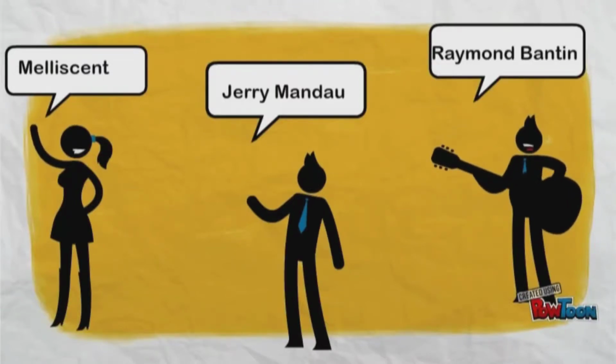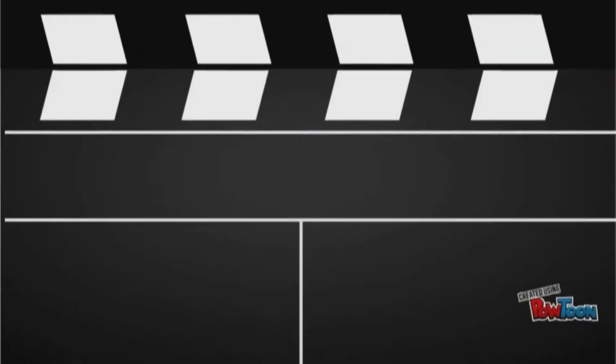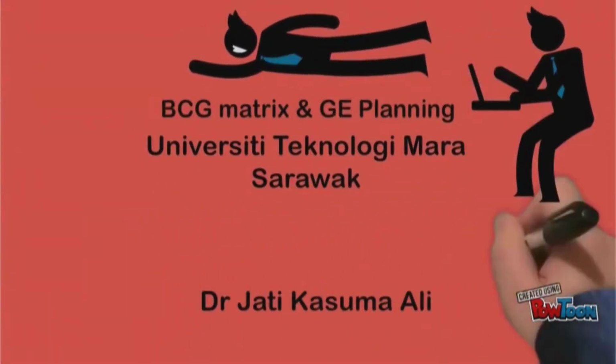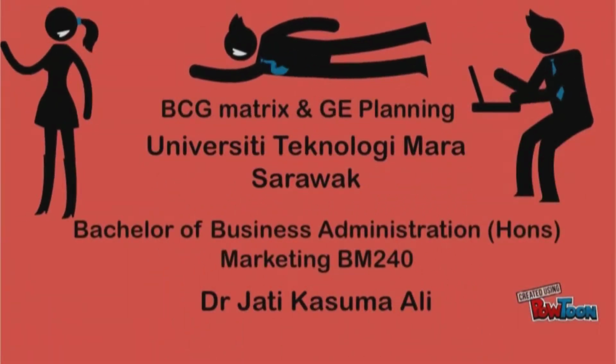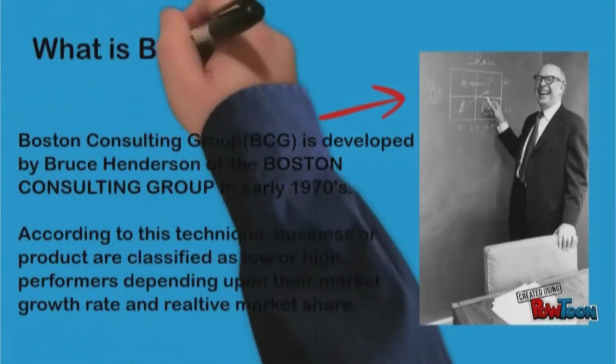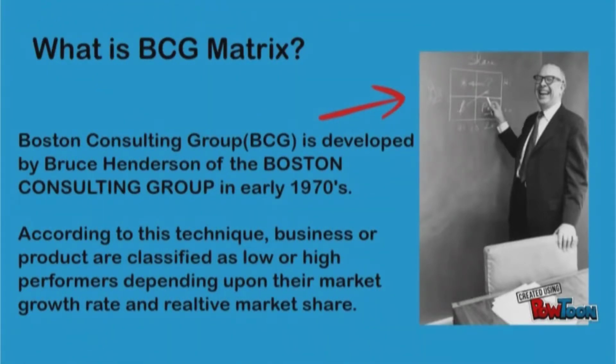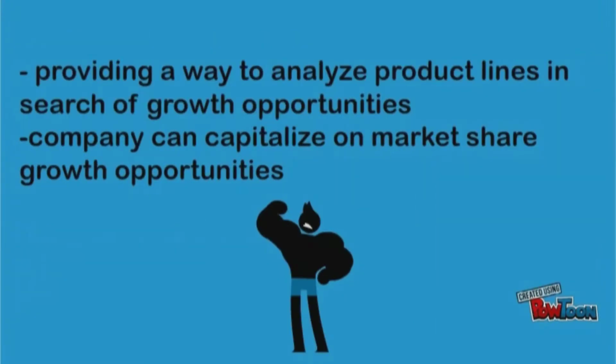Hope you're fine. Today we're going to present about BCG Matrix and GE Planning. What is BCG Matrix? BCG Matrix is from the Boston Consulting Group. Our growth share matrix has helped companies answer that question by providing them a way to analyze product lines in search of growth opportunity. It is a portfolio planning model developed by Bruce Henderson of Boston Consulting Group in the early 1970s.